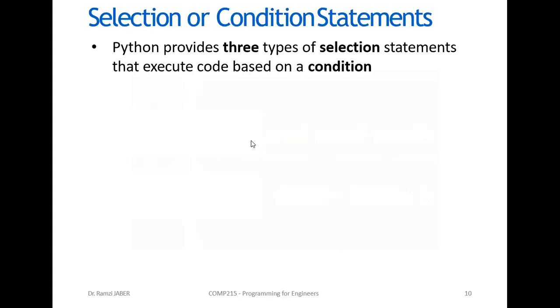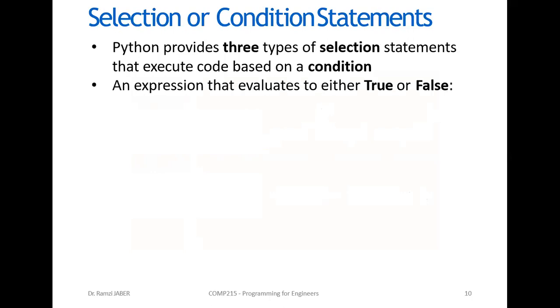Now, let's go to selection or condition statements. Python provides 3 types of selection statements that execute code based on a condition, an expression that evaluates to either true or false. We have a true part or a false part.